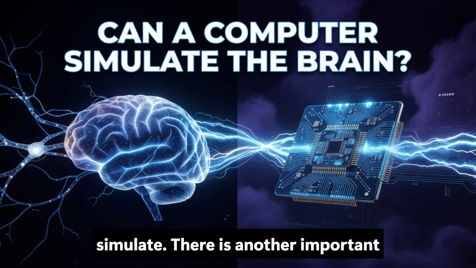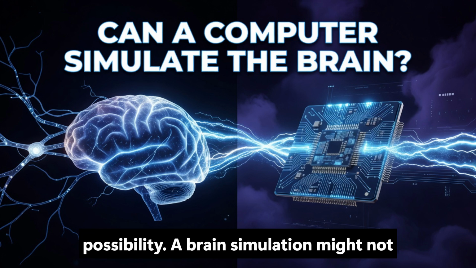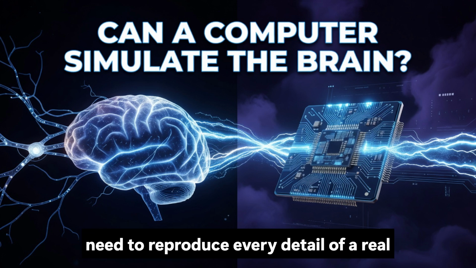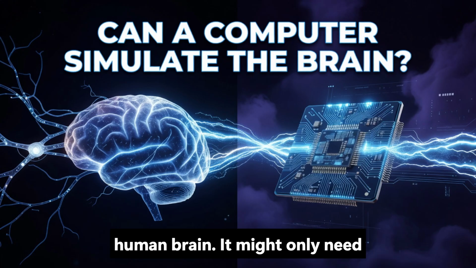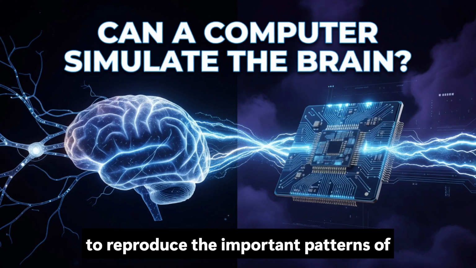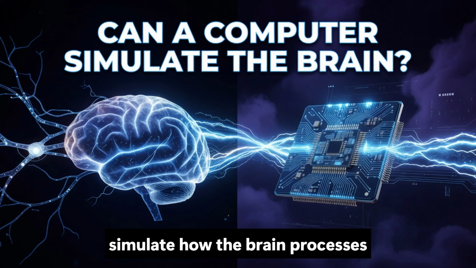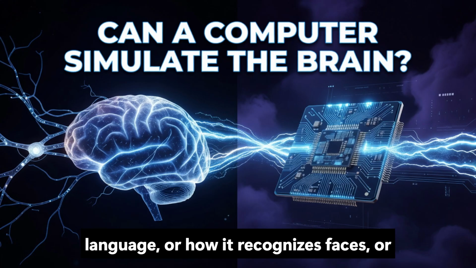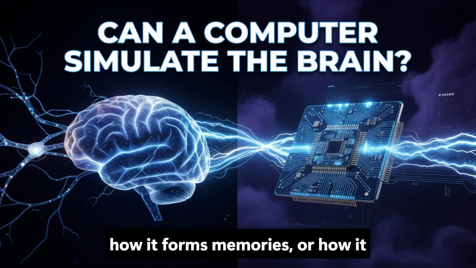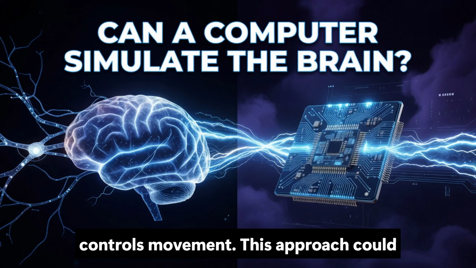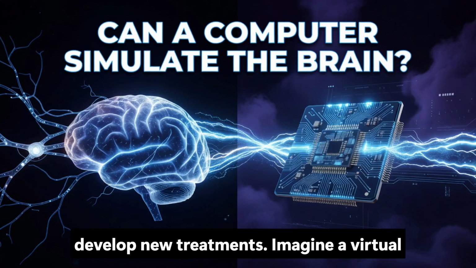There is another important possibility. A brain simulation might not need to reproduce every detail of a real human brain. It might only need to reproduce the important patterns of activity. For example, researchers might simulate how the brain processes language, or how it recognizes faces, or how it forms memories, or how it controls movement. This approach could help scientists understand diseases and develop new treatments.